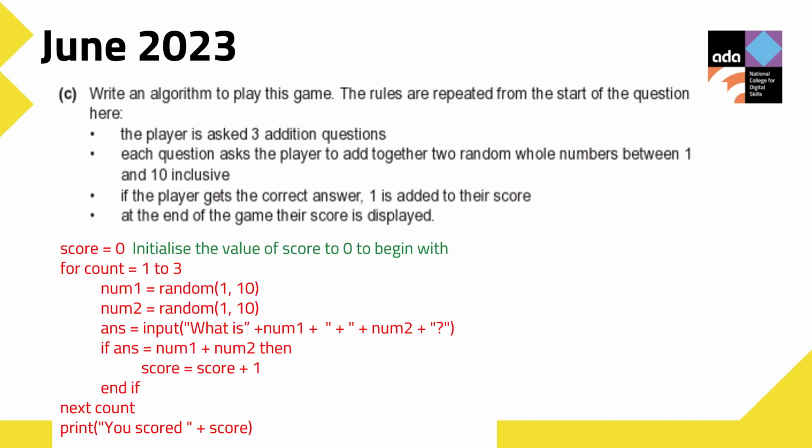Here is a suggested solution. I'll walk through this line by line to explain what each line does. So at the start of your solution, you would need a variable called score, and you'd initialize this to 0 to begin with. The score variable keeps a track of the number of correct answers the user has guessed. The score would increment by 1 each time it loops.